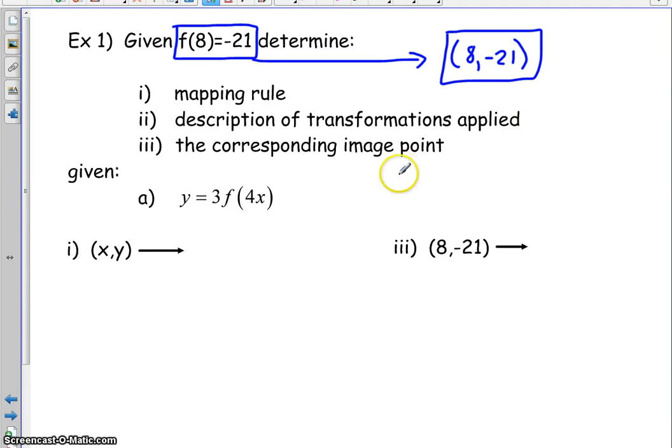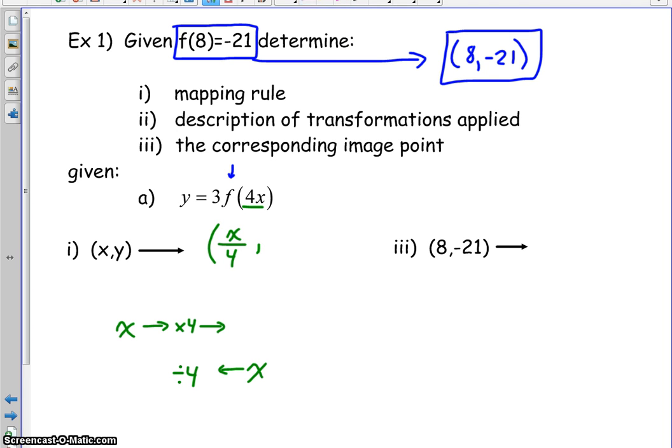Okay, so let's do the first one together. So again, f is just any generic function right here. All we know about it is that the point 8, negative 21 is on it. So looking at this from a mapping rule, again, I need a mapping rule component for x and for y. So for x, I'm going to look inside the function and think, okay, inside the function here, what's the first thing that happens to x? Well, I multiply by 4. And then, well, that's it. Nothing else happens. Everything else happens outside the function. So x times 4, that's it. In reverse, I take x and reverse the operation, so it's going to be x divided by 4. So the mapping rule for x is going to be x divided by 4.